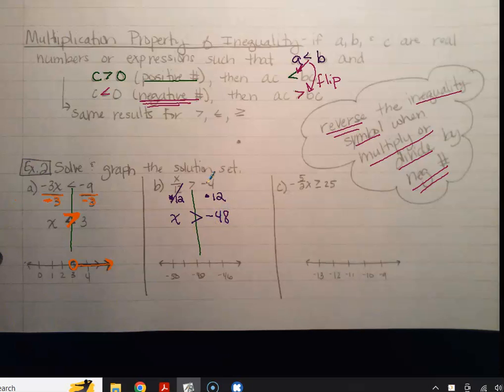The negative was already there. I didn't multiply by a negative 12. I multiplied by a positive 12, so I don't have to change anything. So this time x is greater than negative 48. It's an open circle again. Negative 48 is the one in the middle here. So an open circle at negative 48, and x is greater than, so it's going to the right again.